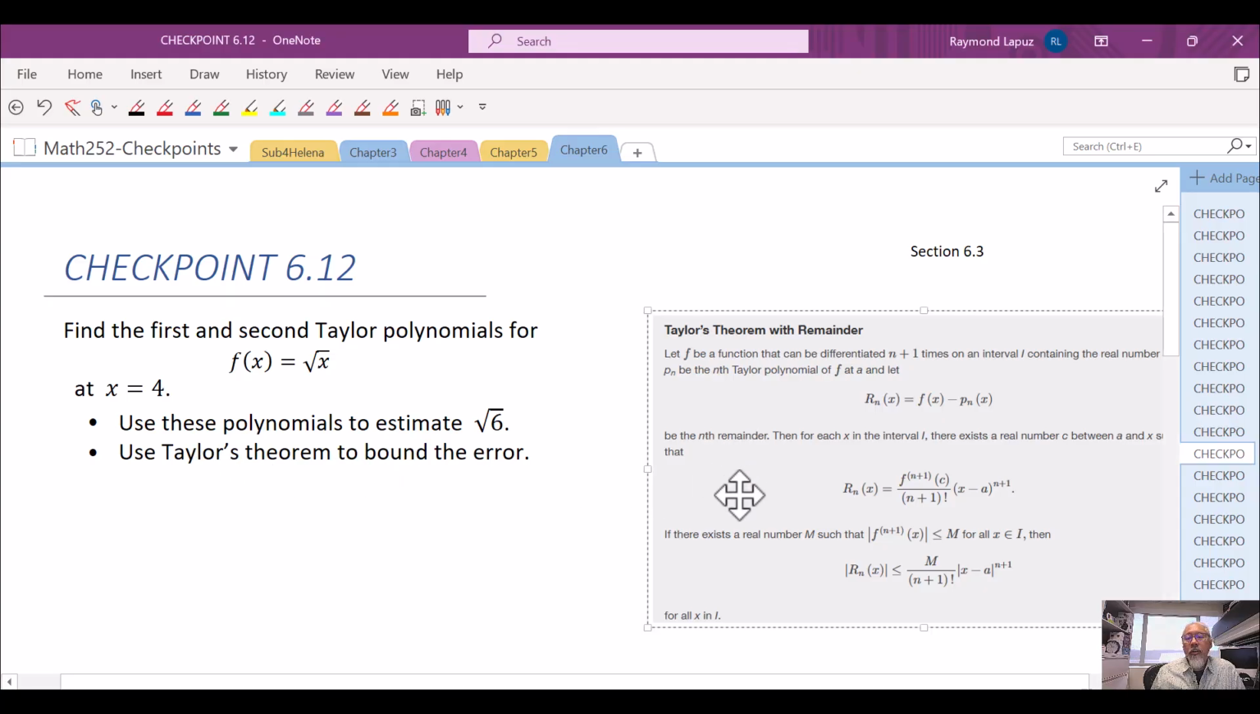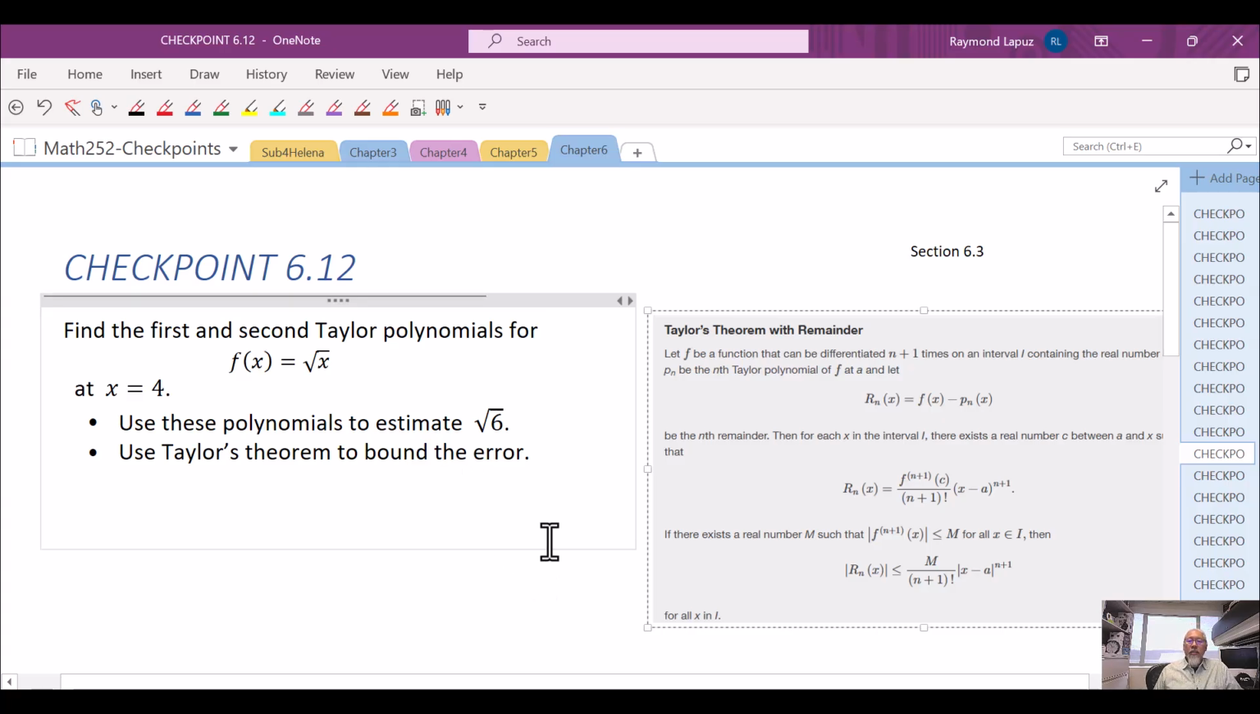Here's Taylor's theorem with a remainder that says that the remainder is naturally equal to f of x minus p sub n of x. But just to get a boundary for this, r sub n of x, that's the remainder, is going to be less than some maximum value for the n plus first derivative divided by n factorial times x minus a to the n power.